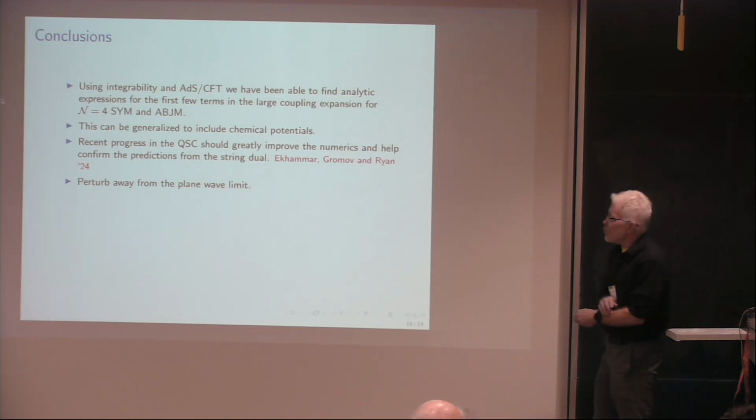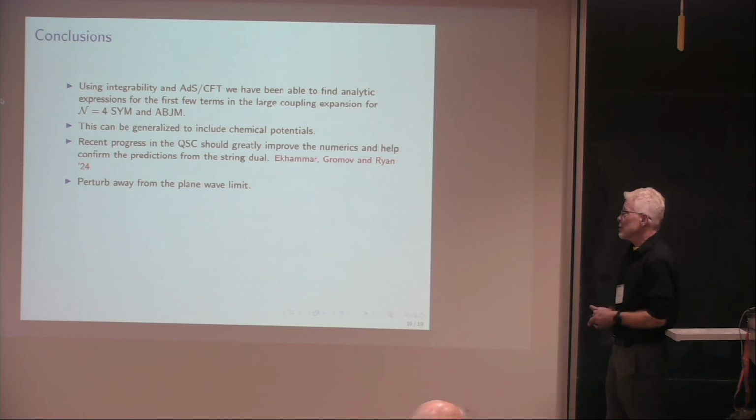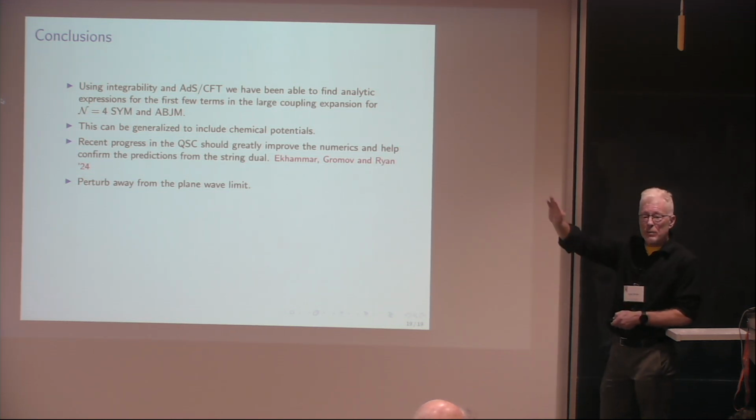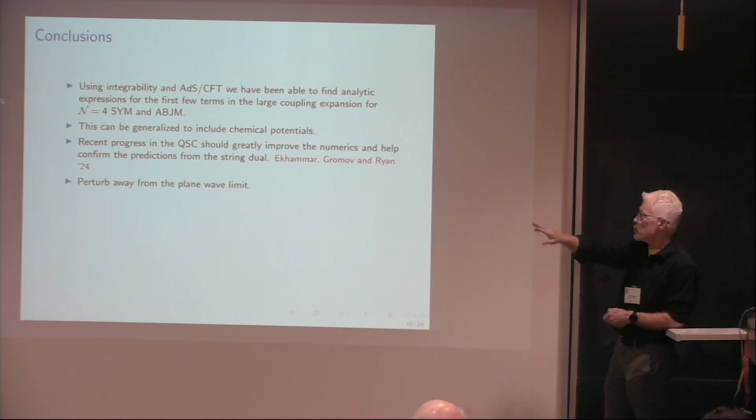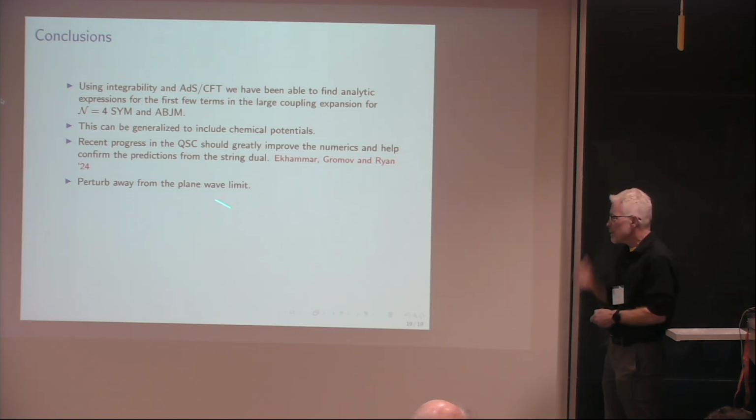And so what we'd like to be able to do is find more terms in this expansion. There's been recent progress in the quantum spectral curve that can greatly improve the numerics and help confirm the predictions from the string dual. In particular, they've been able to go to much higher values of the coupling. Before we were around G equals 2, now they can go to G equals 100. We should be able to pick off many more terms.